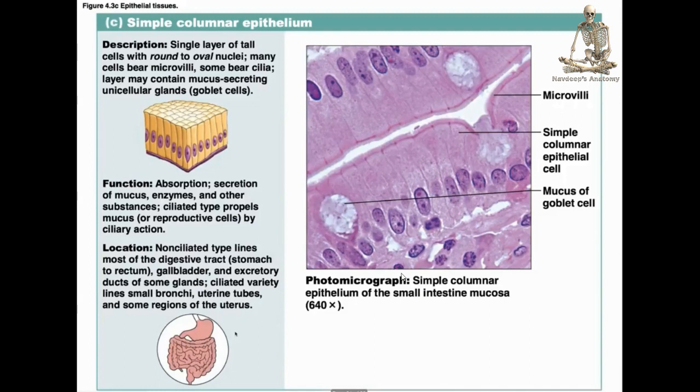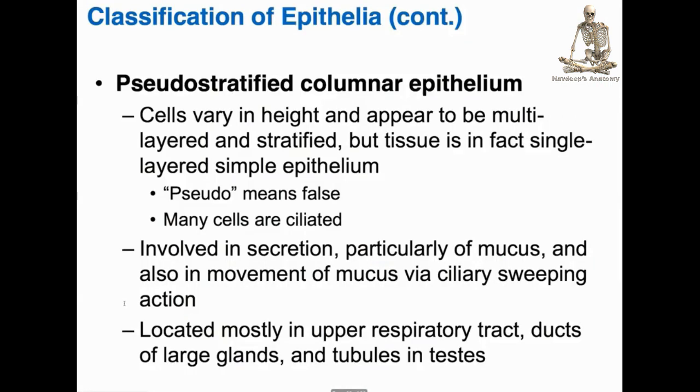After all these types, one more type is there, which is called pseudostratified columnar epithelium, and the word pseudo in itself means false. When we break down this word, pseudostratified means false-appearing stratified columnar epithelium, meaning the cells may vary in height and appear to be multi-layered and stratified, but the tissue is in fact a single-layered simple epithelium. It appears to be multi-layered due to the variation in the height of the cells contained in that epithelium.